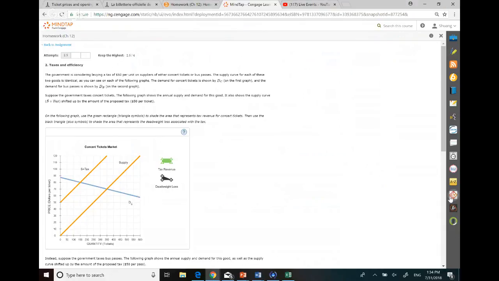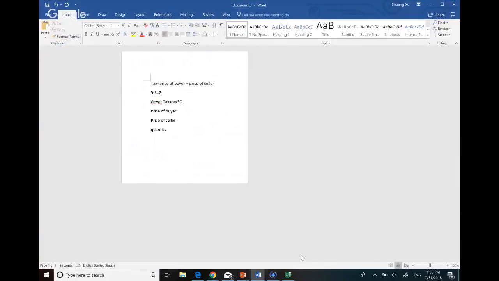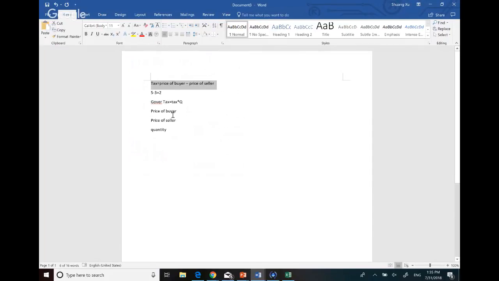All right, so to find our tax revenue, now tax is the difference between how much the buyer pays and how much the seller receives. So let's suppose you go buy something and you pay $10 for it. But for this transaction, the seller of the good, after tax, is only getting $8 back. That will be $2. That's our tax, right? So your tax is the difference between how much the buyer pays and how much the seller receives.